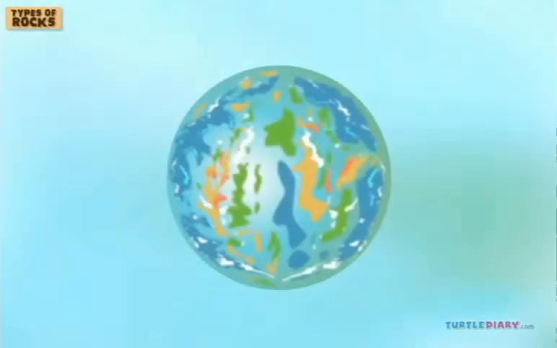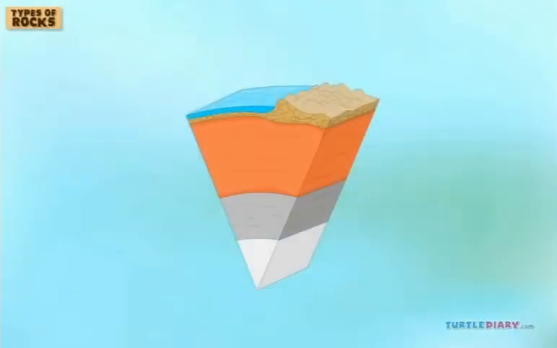Let us learn about rocks in detail. The Earth is formed in layers. The topmost layer is called the crust. The crust is made of rocks.